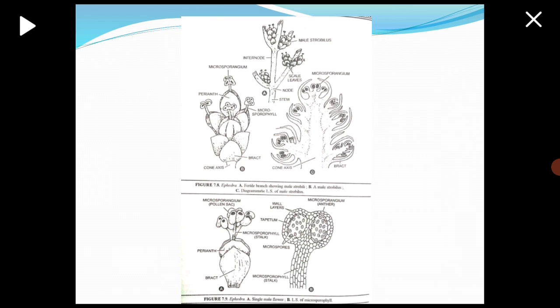At the base of each microsporangiophore, two anteroposterior thin bracteoles are present which unite at the base to form a perianth. Each microsporangium is bilocular or trilocular and therefore called a synangium.